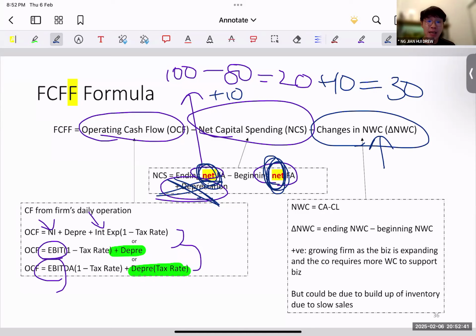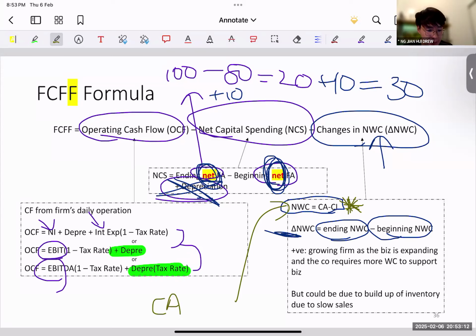let's try to understand what is net working capital. So net working capital is CA minus CL, current asset minus current liabilities, right? But what I'm interested in is not net working capital, it's the change in net working capital. Meaning what? You take your ending net working capital minus your beginning net working capital to give you the change in net working capital. I want to put a star here, and we'll come back to this in just a bit, right? So this formula of net working capital, CA minus CL, is a very basic accounting formula.